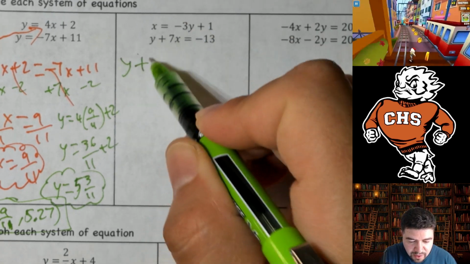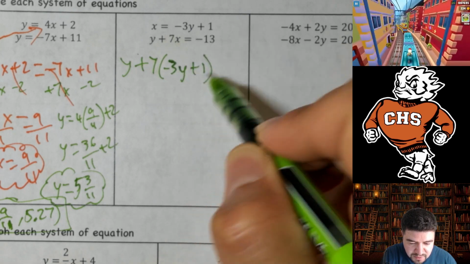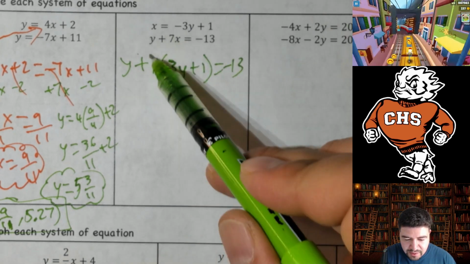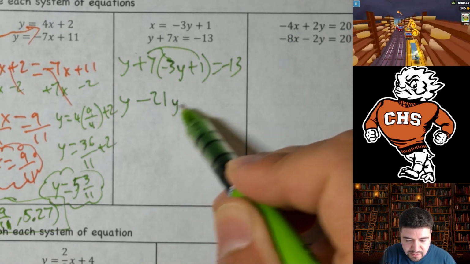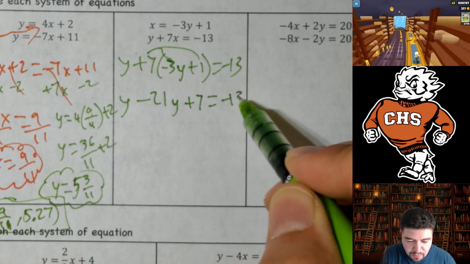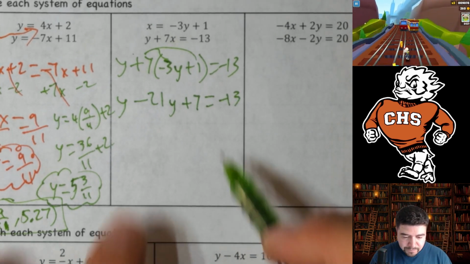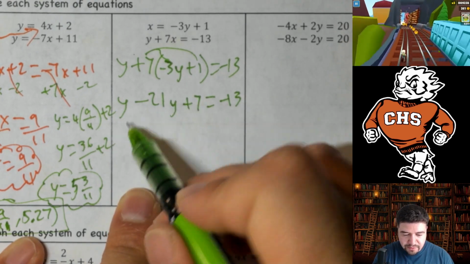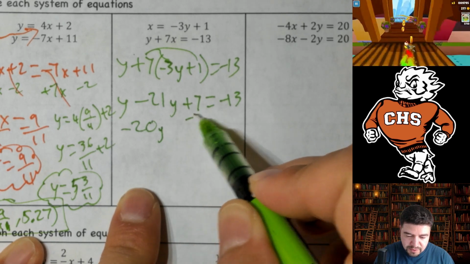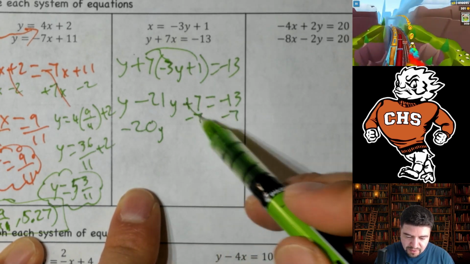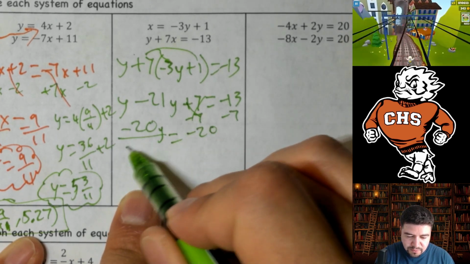So it's going to look like y plus 7 times negative 3y plus 1 equals negative 13. Now it's just distributing, combining like terms, and moving stuff over so that we can get y by itself. Okay, so these two y's go together. Y minus 21y is negative 20y. In the same step, I'm going to subtract 7 on both sides just to save some space. So negative 20y equals negative 20.